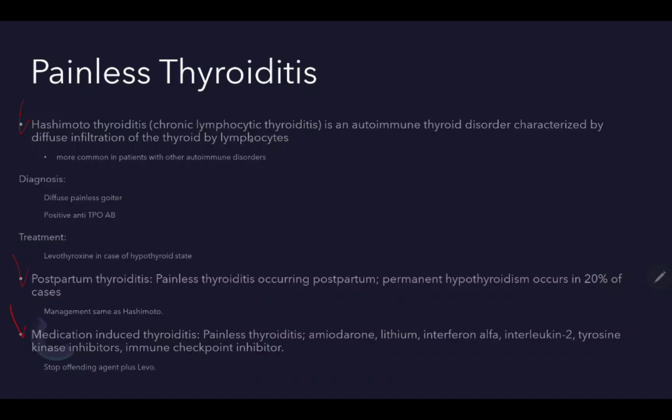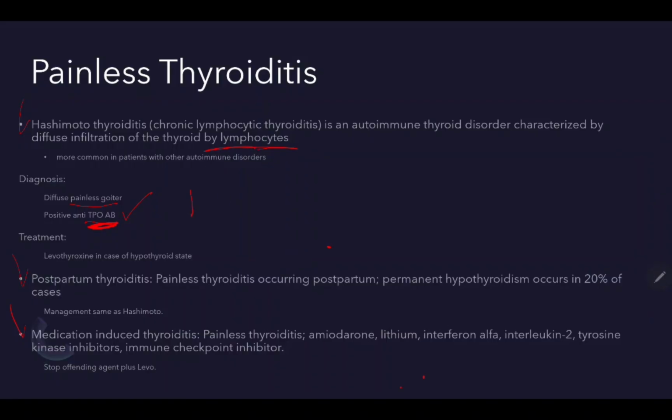It's chronic lymphocytic. So if they ask you about this in Step 1, they may ask if it's lymphocytic or neutrophils or eosinophil, etc. It's lymphocytic. Check for other autoimmune disorders, as we did with Graves. Diagnosis: diffuse painless goiter. And that's the important one. You will have a positive TPO.